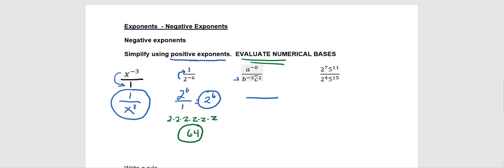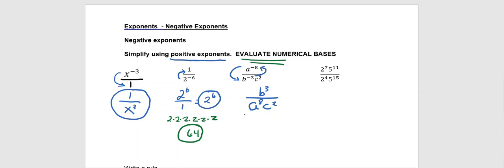B to the negative third is going to have to move upstairs to convert to positive, and the c squared is perfectly okay. So I actually like to leave what is in its proper place where it is. So my b to the negative third goes upstairs and becomes b to the third. My a to the negative 8 moves downstairs and becomes a positive power, a to the eighth. So by the time we're done, we have b to the third over a to the eighth, c to the second.